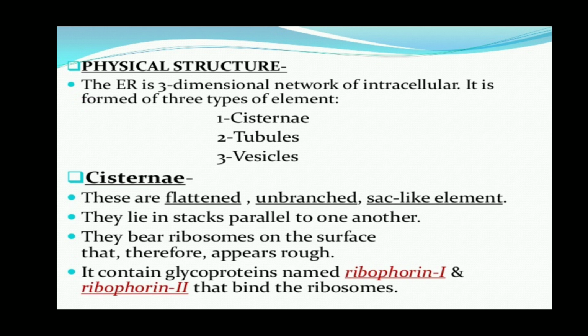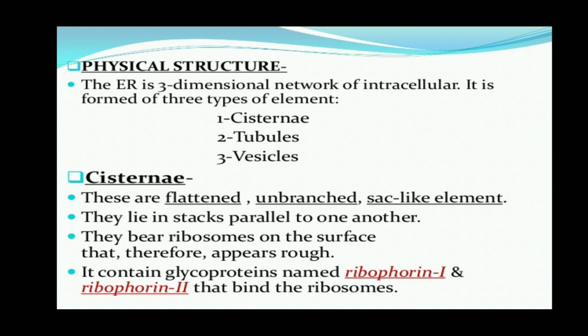Then we will see about the structure of this endoplasmic reticulum. The endoplasmic reticulum is a three-dimensional network of intracellular membranes. It is formed from three different kinds of elements, that is cisternae, tubules and vesicles. Cisternae. So what is this cisternae? This is the flat, unbranched and sac-like element, right?